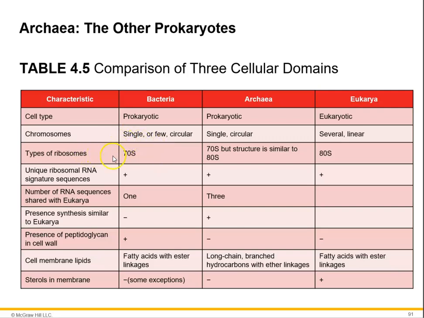Ribosomes, remember that bacteria have a 70S ribosome. Eukaryotes have an 80S ribosome. We'll learn about that, I believe, in the next lecture. Archaea have a 70S ribosome, but the structure is more similar to that of the eukaryotes. We already talked about this, presence of peptidoglycan in the cell wall. Only bacteria have that, okay?